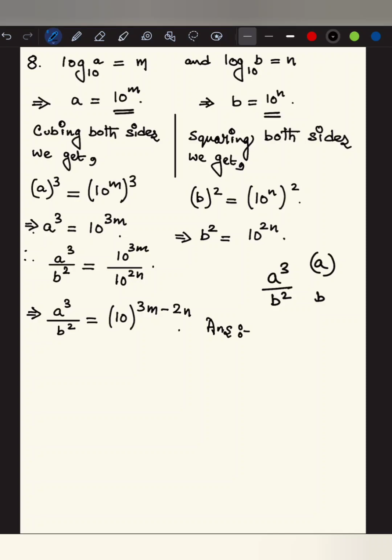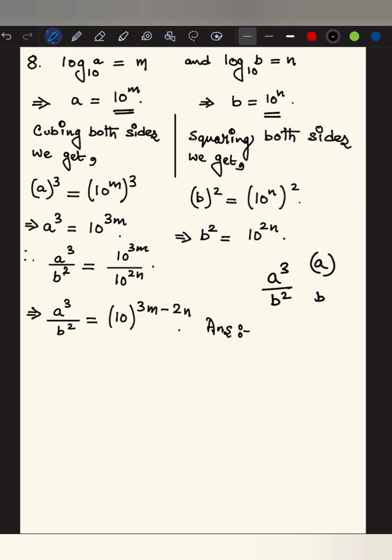Which implies a cube equals to 10 to the power 3m, because we know that a to the power m whole to the power n will be equals to a to the power m into n. So here it comes up to be 10 to the power 3 into m. Similarly, we need to find out the value of b square. So I have squared both sides. So we got b whole square is equals to 10 to the power n whole square, which implies b whole square equals to 10 to the power 2n.